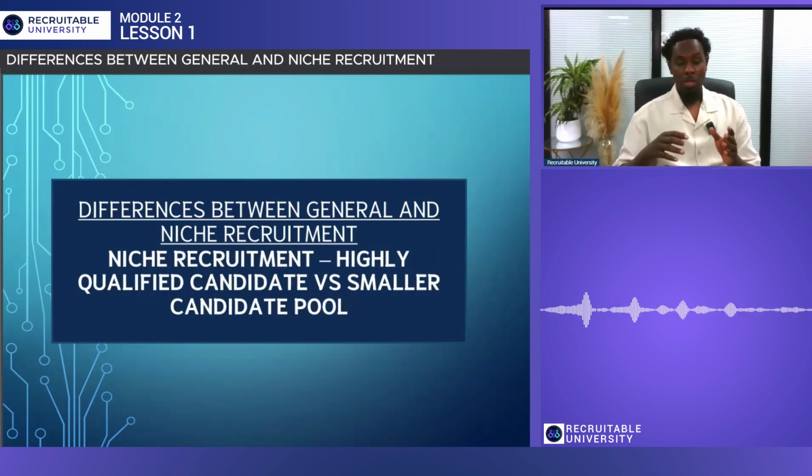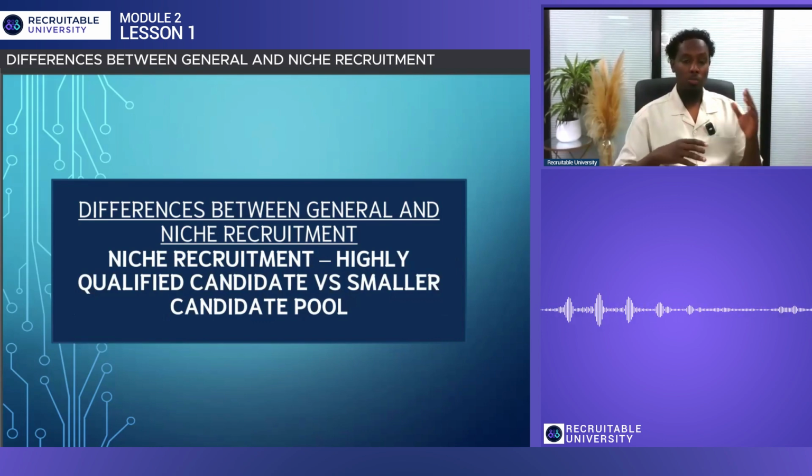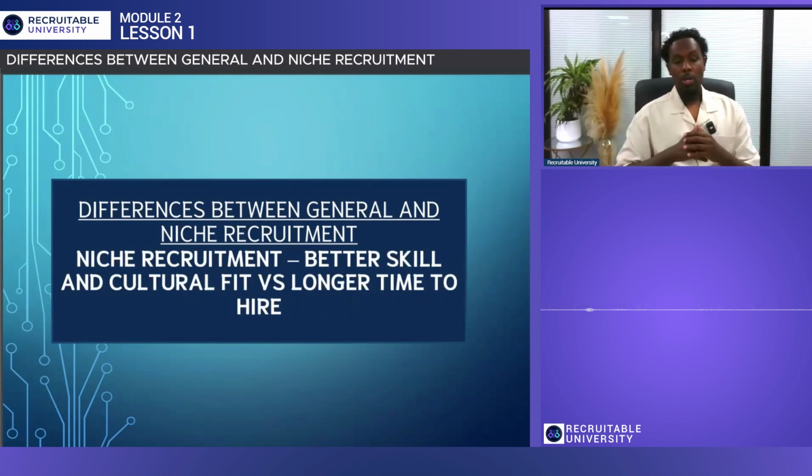When it comes to niche recruitment, it's a lot easier when you've got a focus. You know exactly what your target is, who your market is, so you know how to deliver to those people. But as you've got highly qualified candidates, expect your candidate pool to be a lot smaller. Do not expect to have the same amount of drivers as doctors. Naturally, you'll have fewer doctors than drivers, as it's a niche, as it is a skill. So when it comes to niche recruitment, the candidates that you supply to your clients will be better skilled and a cultural fit.